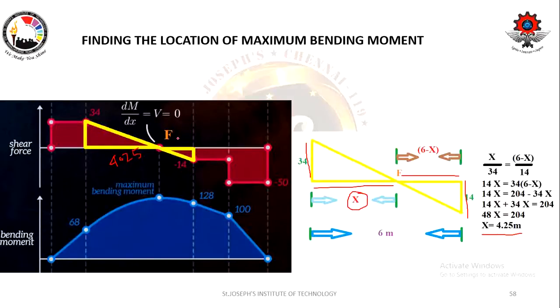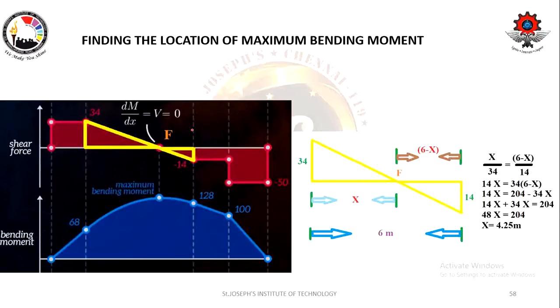Then what will be this? Subtracting it from 6, you will get the balance value here. That is going to be 1.75. I hope it is clear.